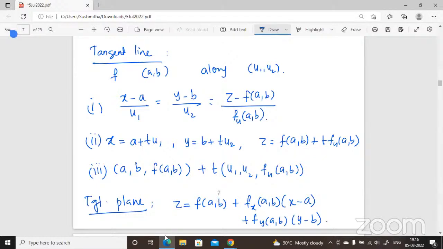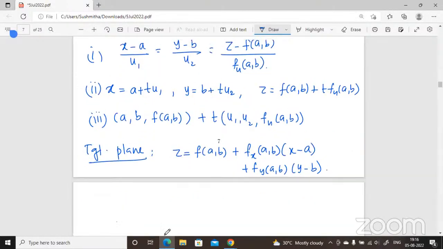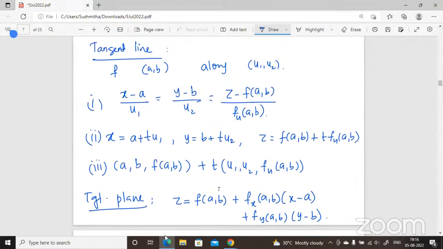So we need to mug up this formula if the question will come. Yeah, it's easy to remember. So you'll be given a point, you have to associate the x coordinate with x, y coordinate with y, and then the z coordinate will be the value of the function at that point. And then the direction, x coordinate of the direction and y coordinate of the direction, and the directional derivative at that point. That's it.